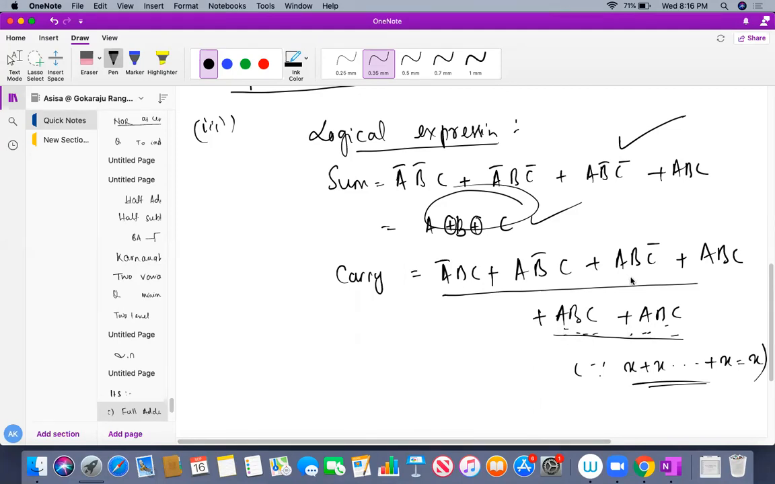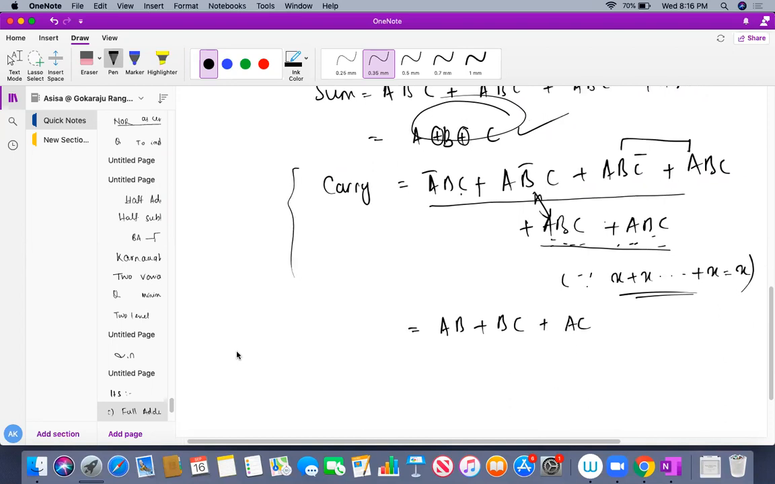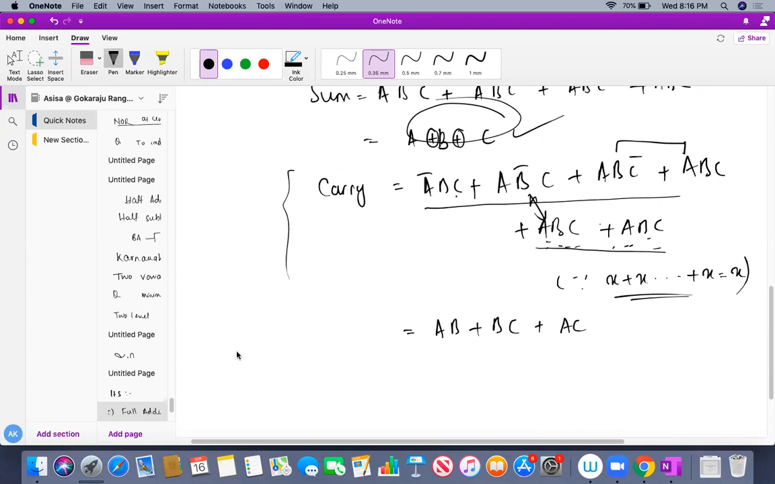So next I'll just apply the distributive law. I can apply it between these two, and I can apply it again to these two. Finally, what I will get, very simple: AB, BC, and AC. Okay, I'm not solving all of this, because we have already done all these things in the Boolean algebra time.